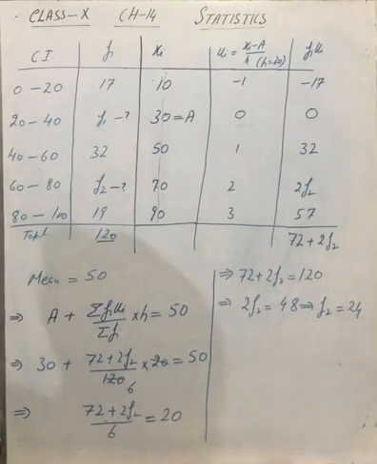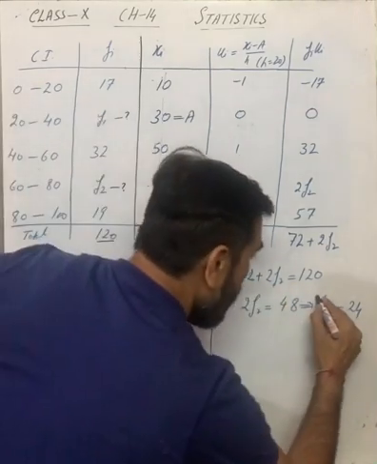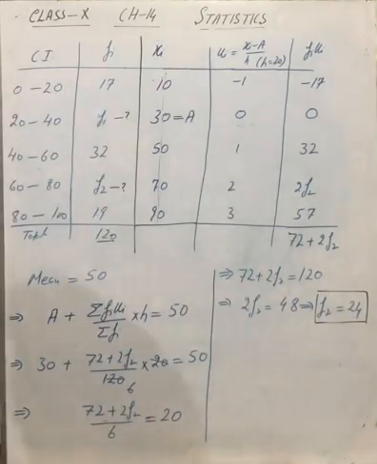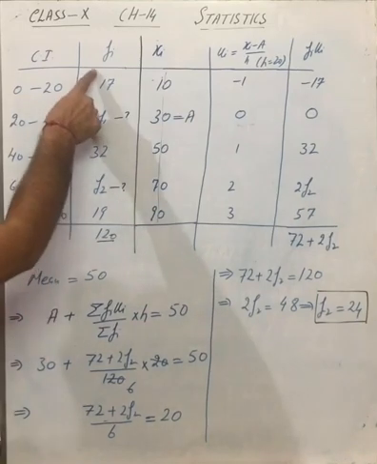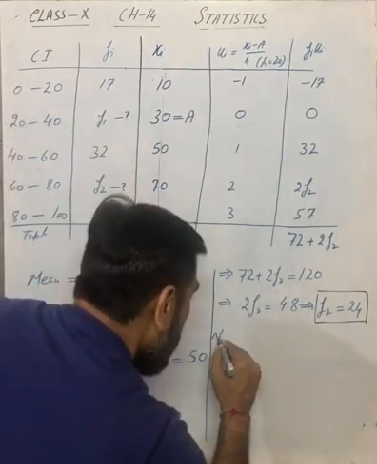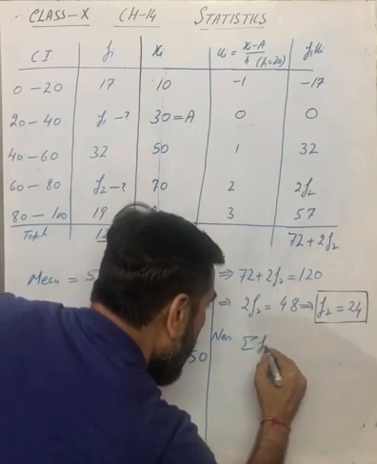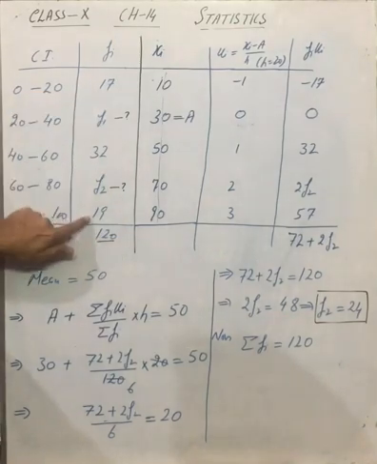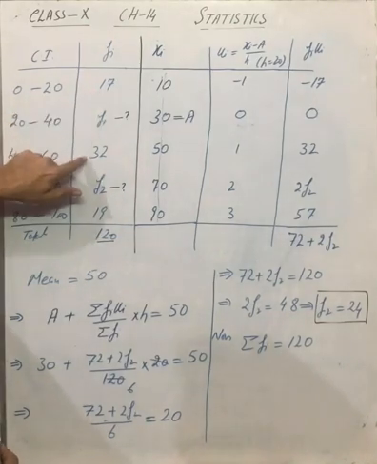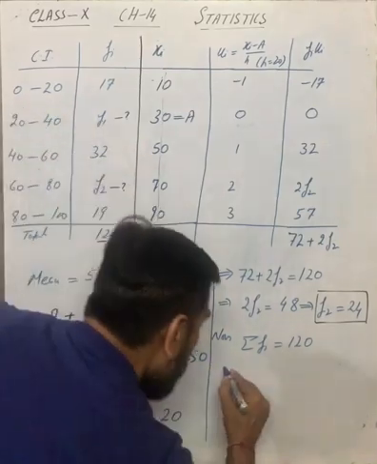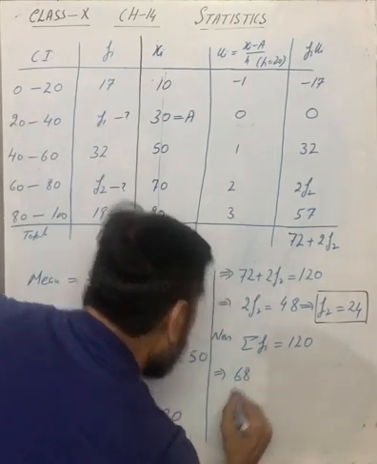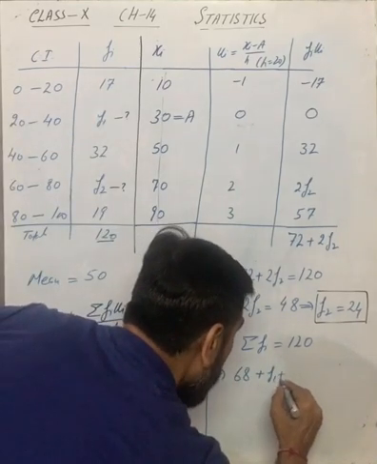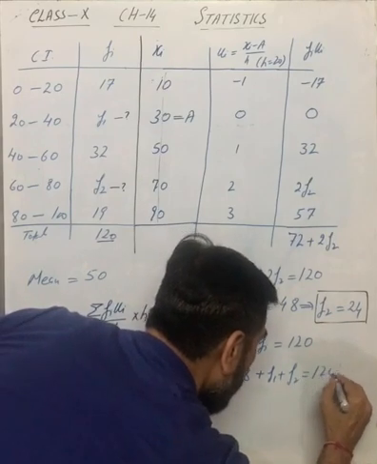We got one of our two unknowns, f2. So here is the value of f2, which is 24. Now for the other unknown, we'll apply summation fi. Summation fi is given to be 120. And if we add all these, 17, 32 and 19, we'll get 68 plus f1 plus f2. So 68 plus f1 plus f2 is equal to 120.